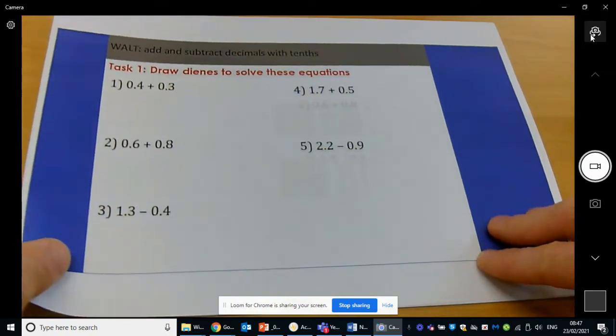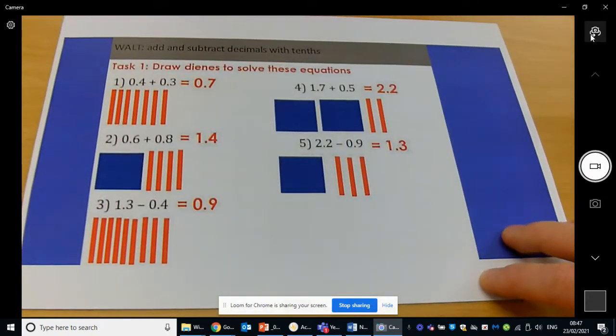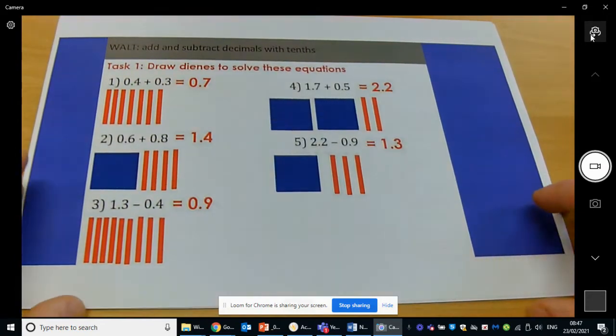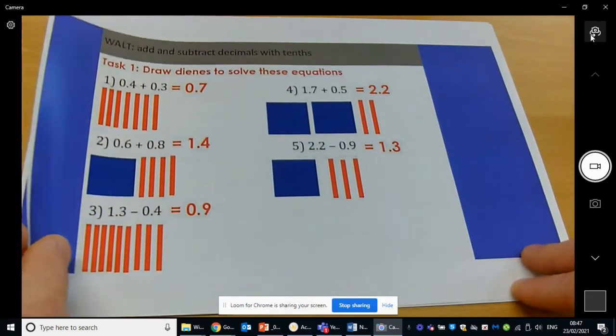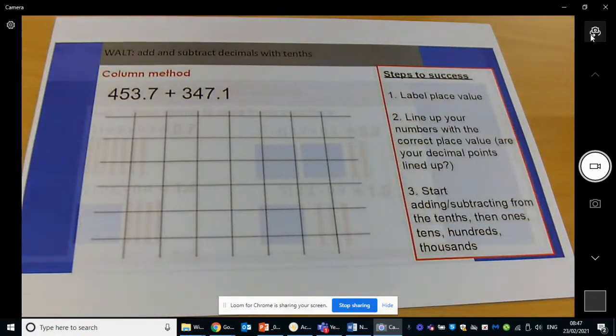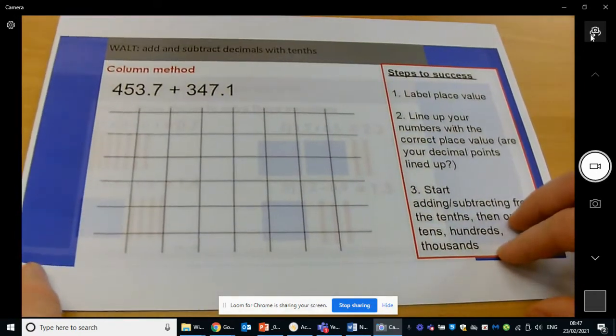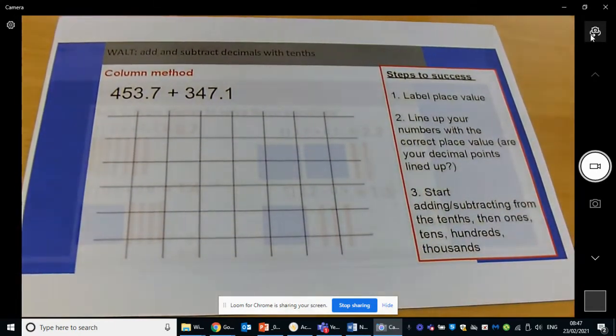Right, so let's have a look. Hopefully you got something that looks a little bit like this. So pause the video now and you can go through any of those answers in a second. Right. So what we're going to learn to do now is column method, just like we did in our do now, but this time we are going to throw in some decimals, which makes it sound like it's going to be a lot harder. And in fact, it's not really. It's exactly the same thing.